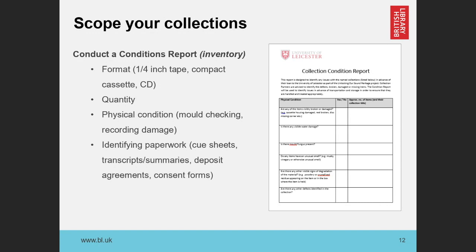Within this kind of inventory, we aim to capture information such as file format, so are they tape reels, compact cassettes, CDs, their quantity, and the physical condition of the items, so checking if they're mold damaged or if the tape itself has been damaged in any way. And then capturing information such as related paperwork, so that might be if there's any cue sheets or transcripts of the collection, and if there's any consent forms, for example.